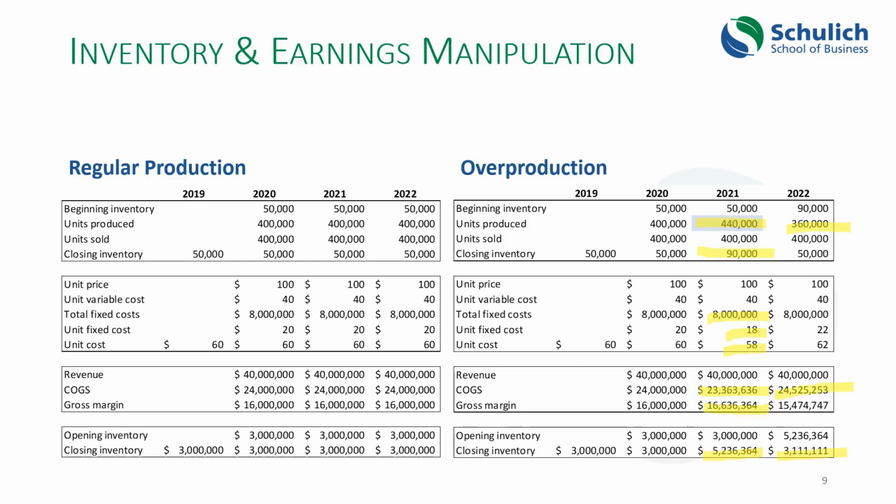If the managers were planning on retiring in 2022, they don't care. So this is something to keep in mind. There are real ways for managers to manipulate the earnings, and when you see changes in inventory values, you need to ask yourself what's going on.